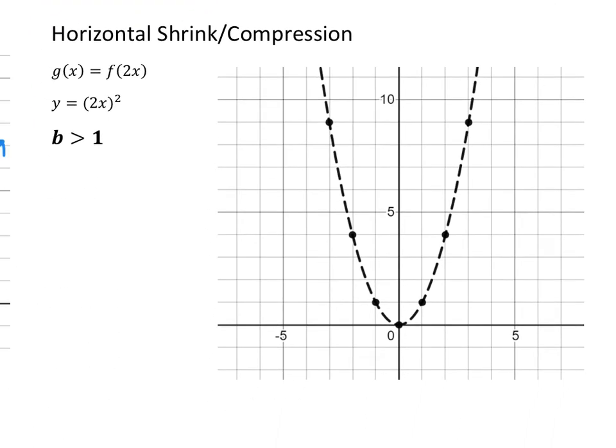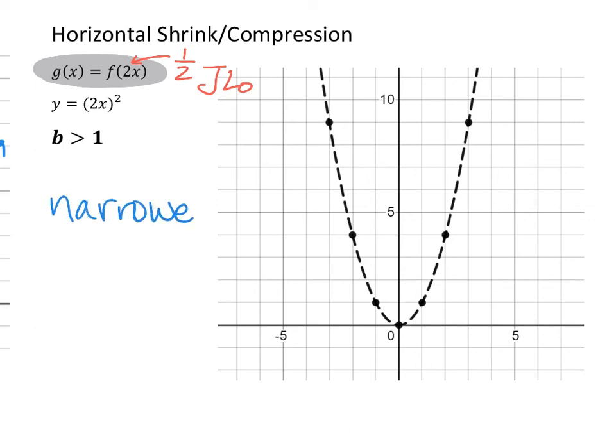On the bottom one, we've got a number on the inside, that's 2. But since it's on the inside, when I'm actually looking at it, what number should this be? 1 over 2, which makes this a J-Lo number. J-Lo numbers are always my shrinks. But since it's horizontal, it should be the opposite of the other shrink. It's going to get narrower. But again, don't take my word for it. Check it in your Desmos. Make sure it actually does get narrower than the parent function.